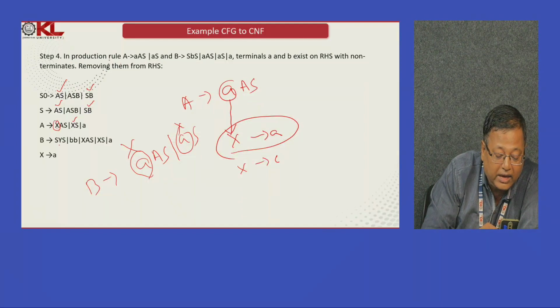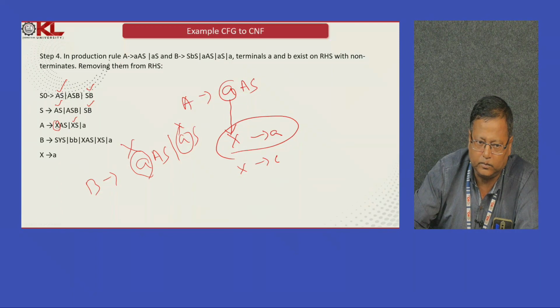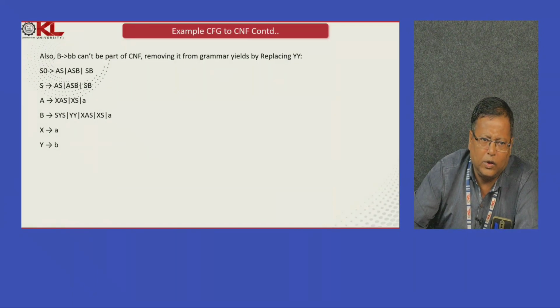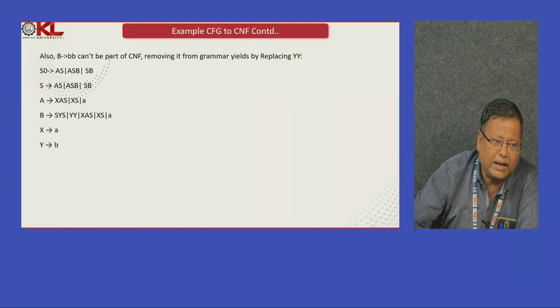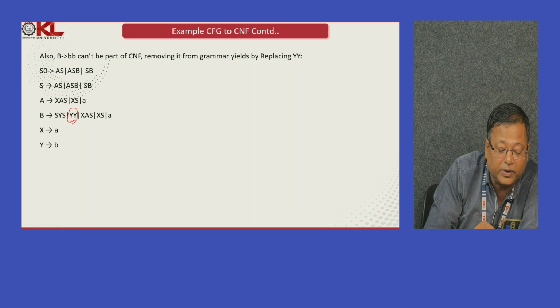B derives X S Y X or B B or X A X S X or A, and a new production is added. So here we add another production rule, Y derives B. Instead of B B we also place Y Y. Where small b is present, we replace it with Y.